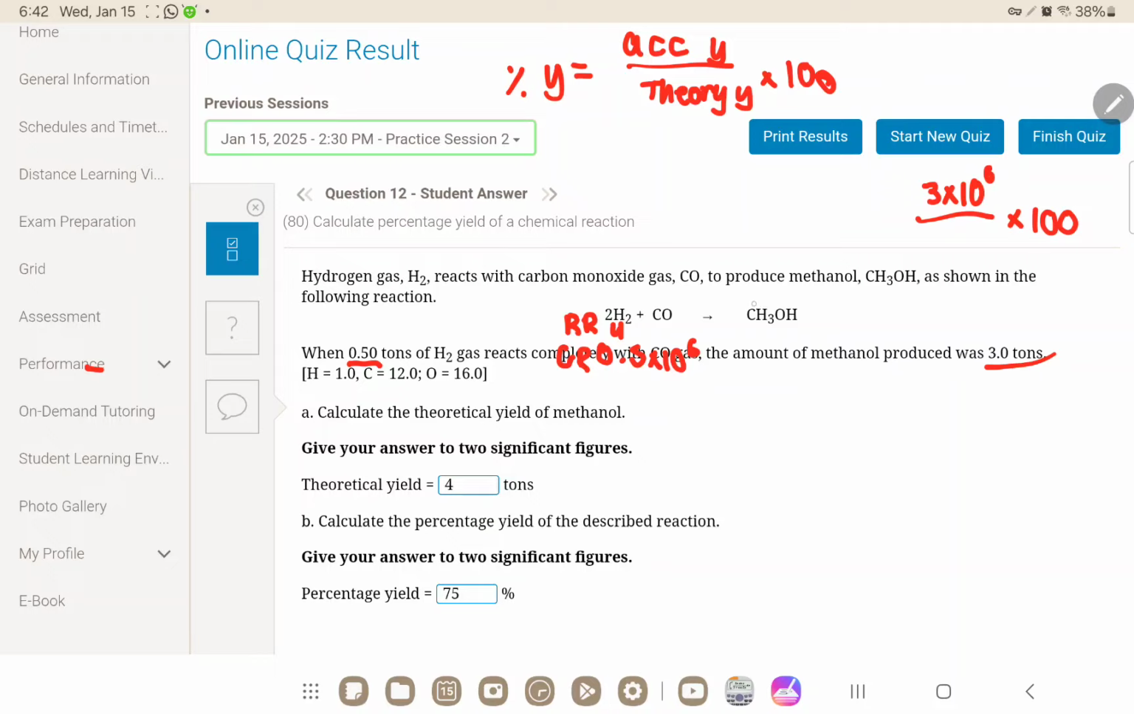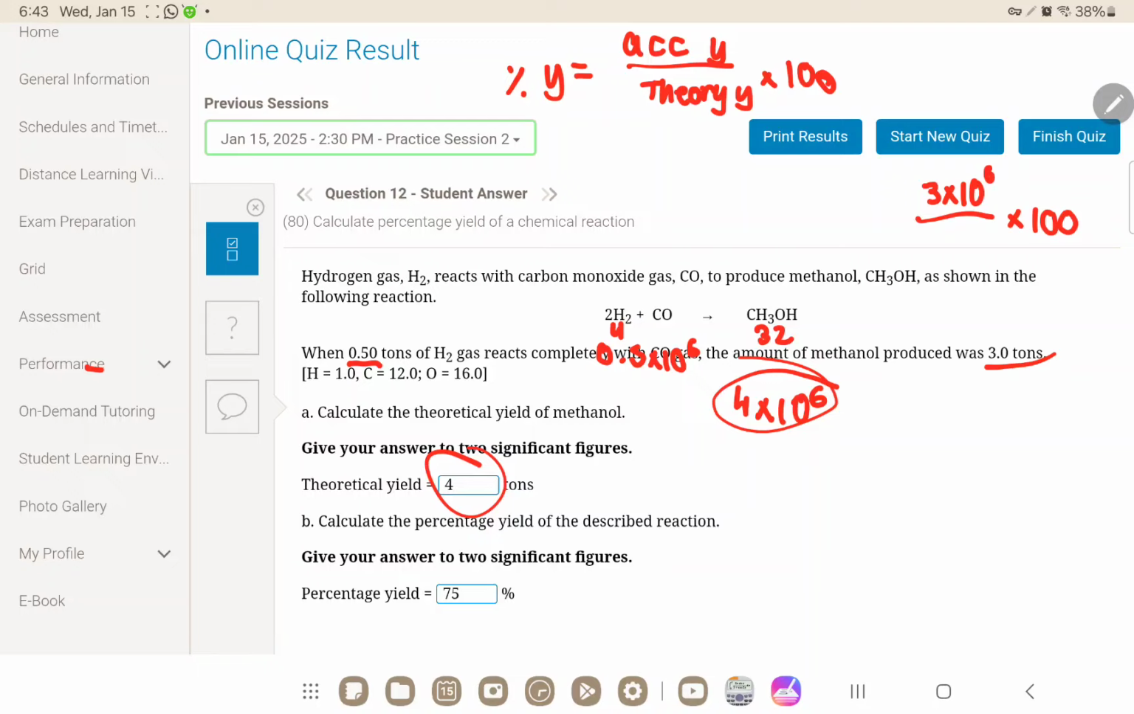We know methanol, we find its molar mass, and it's C, which is 12, plus 4 H's, so plus 4, plus 1 O, which is 16, you're going to get 32. So you have now 0.5 times 10 power 6 times 32 divided by 4. Do that on your calculator. You're going to get 4 with 6 zeros. So 4 times 10 power 6, which means 4 tons. You just take the first number when you want to convert it to tons.